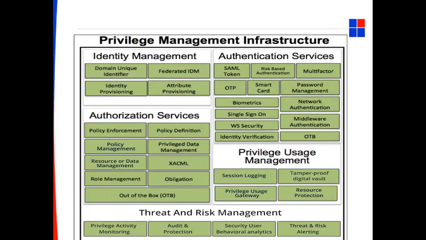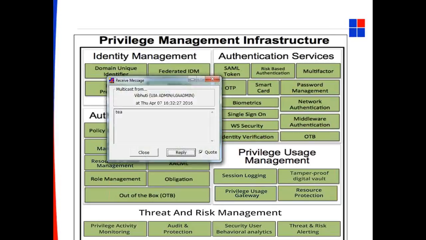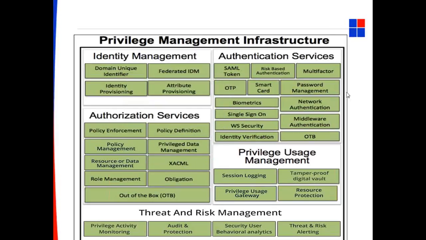Now, what is a privilege management infrastructure? What Proacta is providing is an integrative approach where we have identity management, authentication services, authorization services, privilege usage management, and threat and risk management. In identity management, we have federated IAM, we provide provisioning, we provide deprovisioning. In authentication services, we are providing hardware-based authentication as well as software-based authentication. We have self-service password management, network authentication, single sign-on, identity verification. In authorization service, we have policies to enforce any kind of rule. We define policies, policy management, role management, resource and data management.